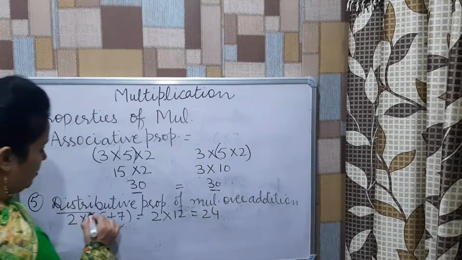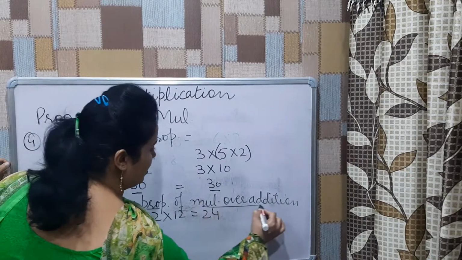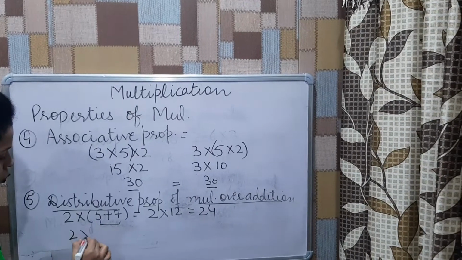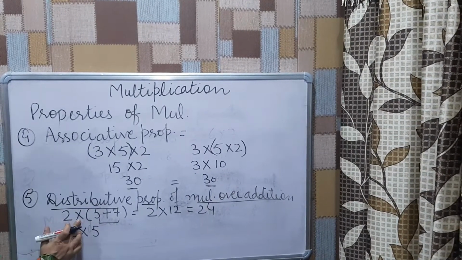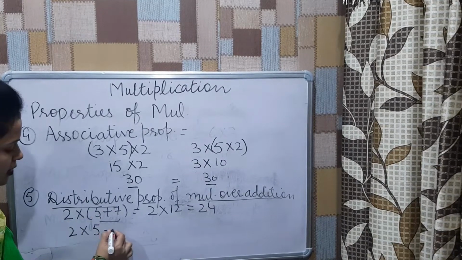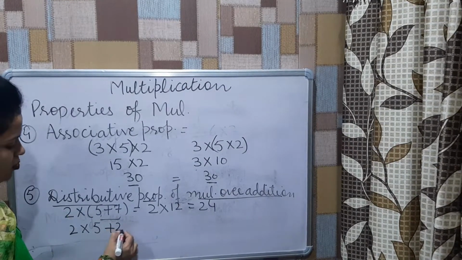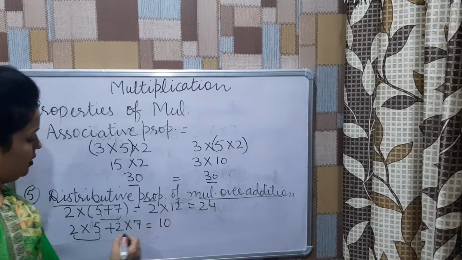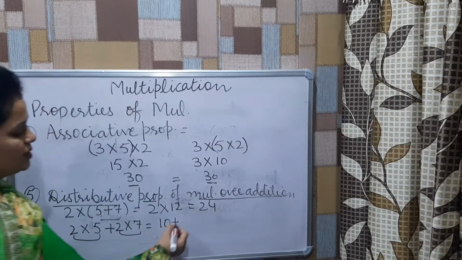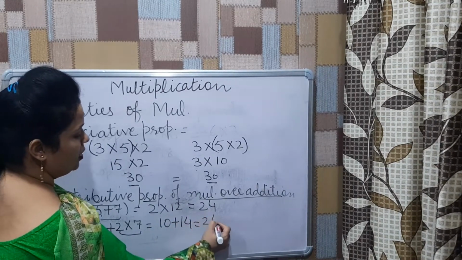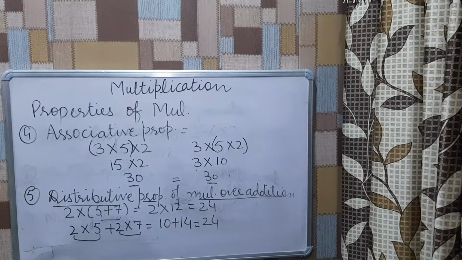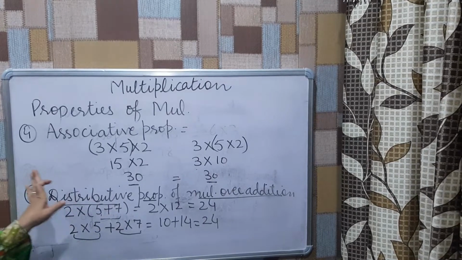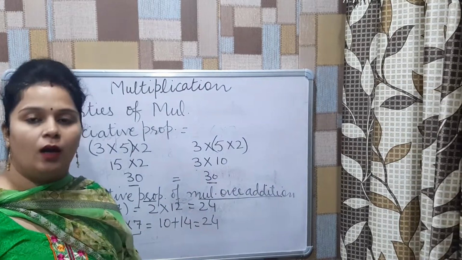But if I use this property, that is distributive property of multiplication over addition, what I am going to do is open the brackets here. First of all, I will multiply this 2 by 5 and then the addition sign is given. I will multiply this 2 by 7. Now 2 5s are 10 plus 2 7s are 14, and 10 and 14 will give me 24. Children, you can see here there is no change in the result, if you do it directly and also if you use this distributive property of multiplication over addition.